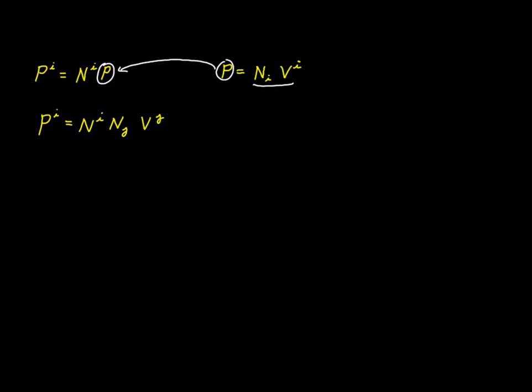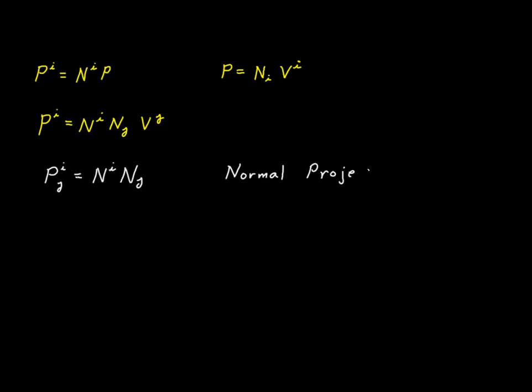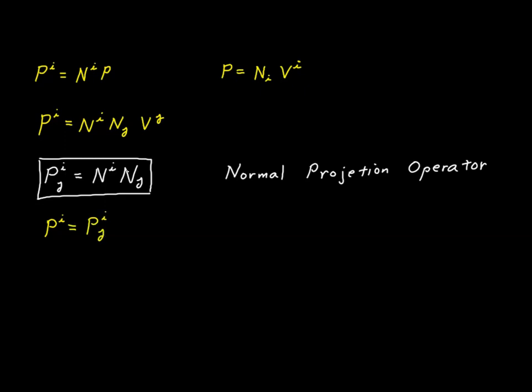Okay, now this expression suggests the definition for a brand new tensor calculus object that we call the normal projection operator. Okay, and with this definition, we can now rewrite our expression this way. Pi is going to be equal to our new operator, Pij, contracted with Vj over here.